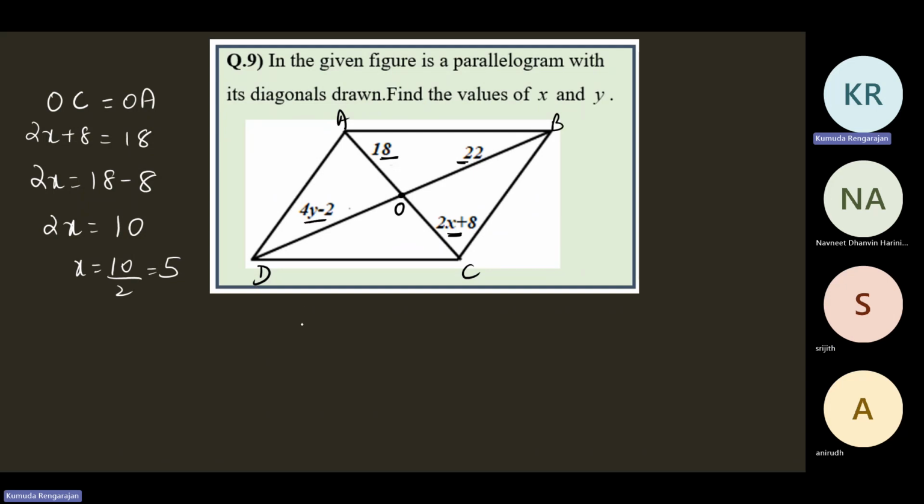In the same way, tell me the two line segments that are equal to find y. OD is equal to OB. 4y minus 2 is equal to 22. 4y is equal to 24.